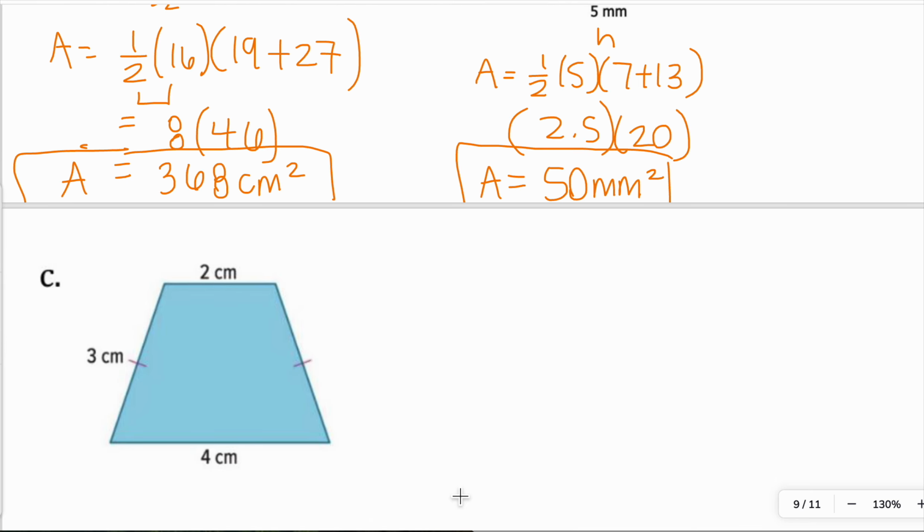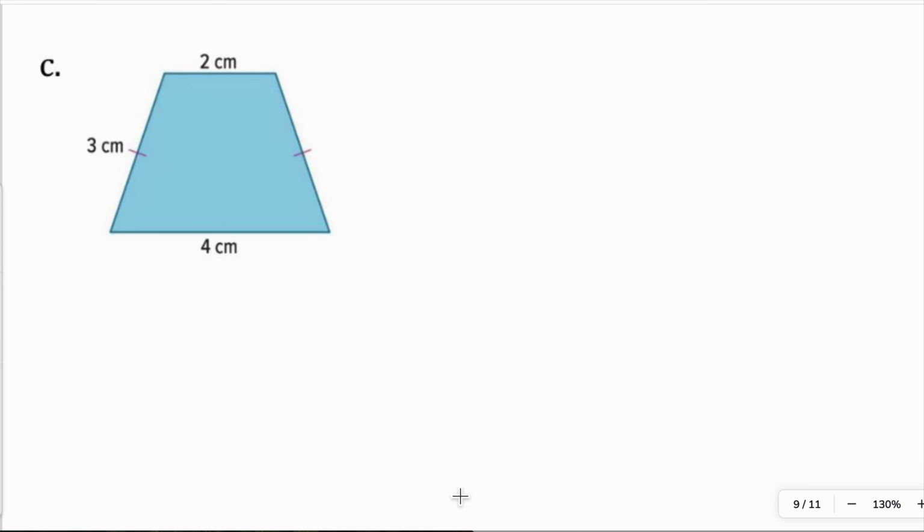I have one more question for us to try. Go ahead and see if you can think of some problem-solving strategies here to find the area of this trapezoid, and when you're ready to check it, click play.